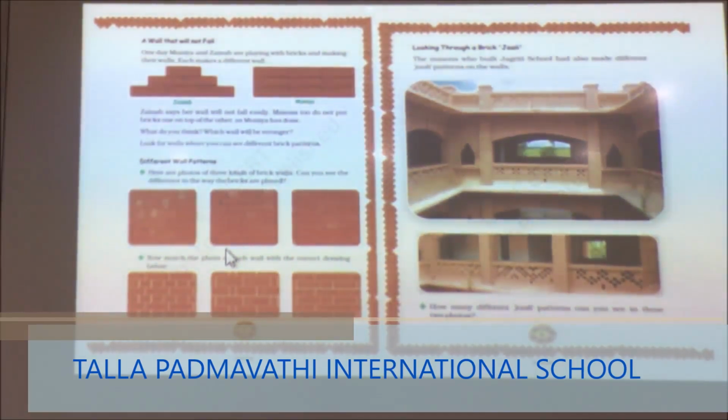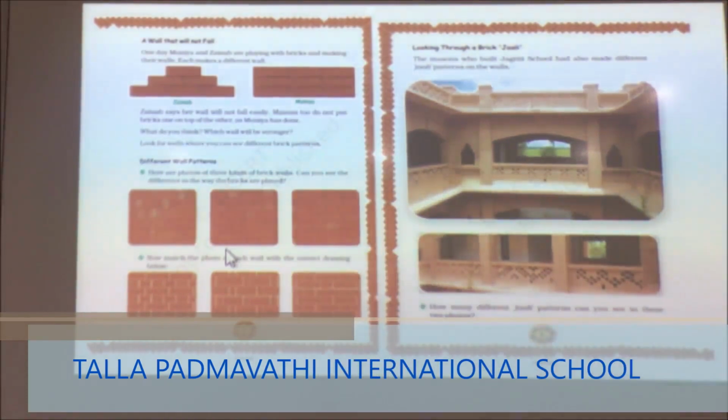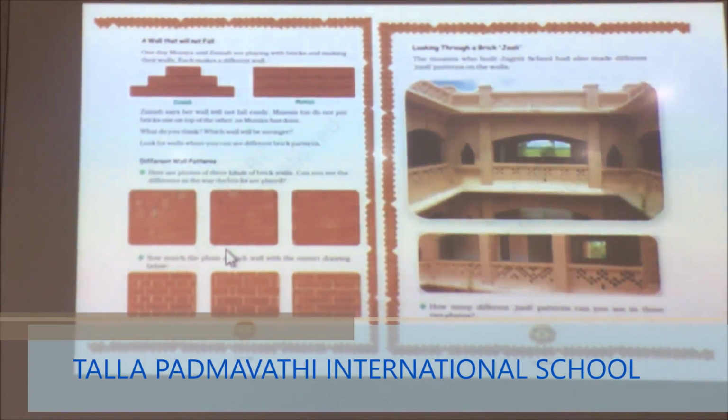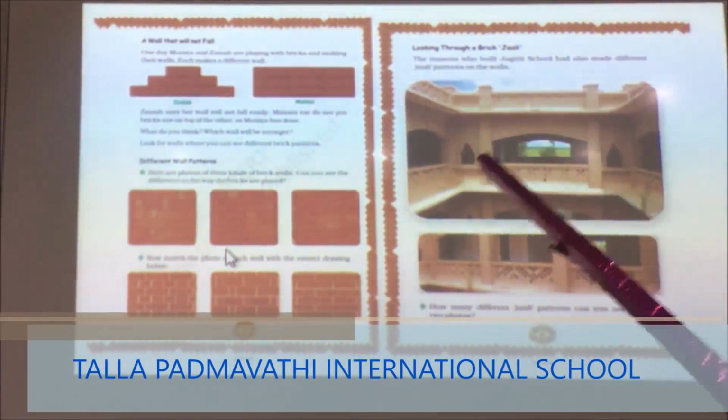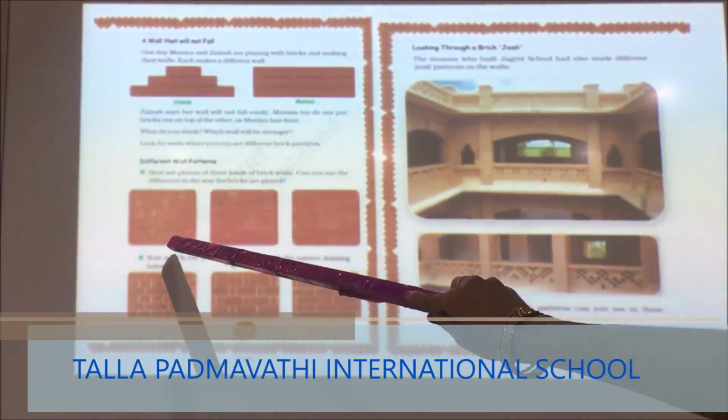Here different types of patterns are given. So can you see the different ways in which the bricks are placed? And here he is saying that he has given us the pattern of the arrangement of the bricks in the walls. In these different manners the bricks can be arranged. Now he is asking us to match the photo of each wall with the correct drawing below. This is the arrangement of the wall. This is the drawing of the wall. What we need to do is match it with the correct drawing. So let us do it by ourselves.